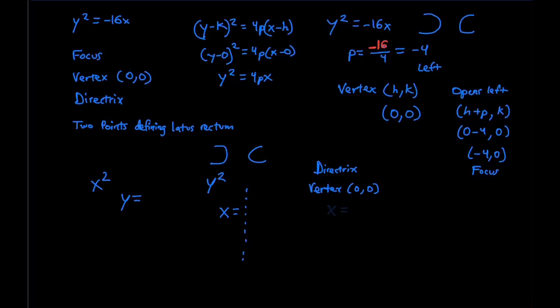So then for this, you'd just be saying h minus p, just like that, directly as an equation. And so you say that the h is a 0, the p is the negative 4. When you simplify this, you're adding 4. So then the equation is going to be x equals 4. And that's how you can find the equation of the directrix.